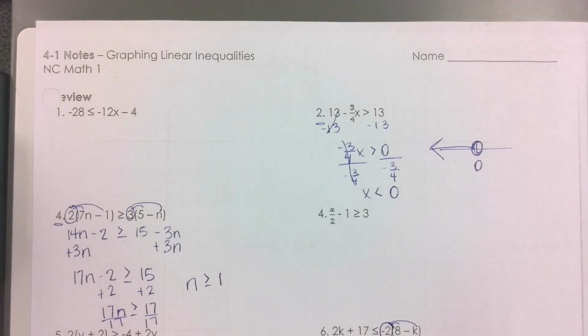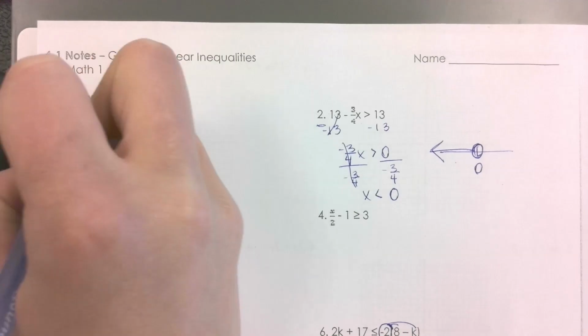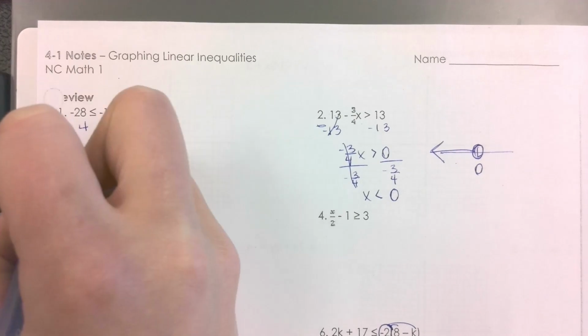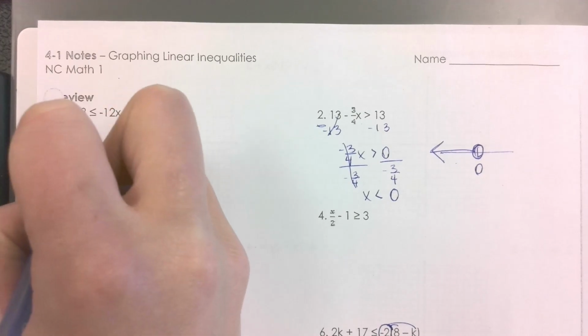All right, so looking at number 1, what's the first thing that we need to do to solve there? Victor, what you think? Add 4. So we're adding 4. What's negative 28 plus 4, y'all? Negative 24, less than or equal to negative 12x.